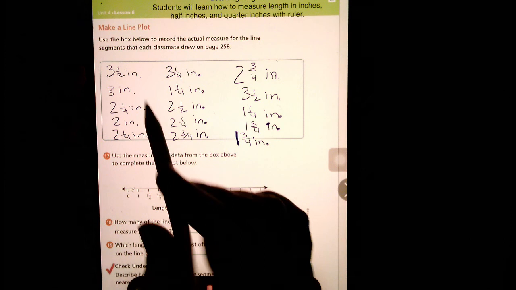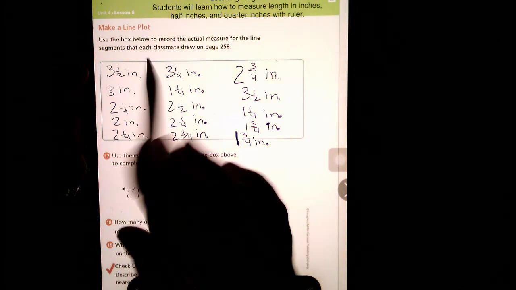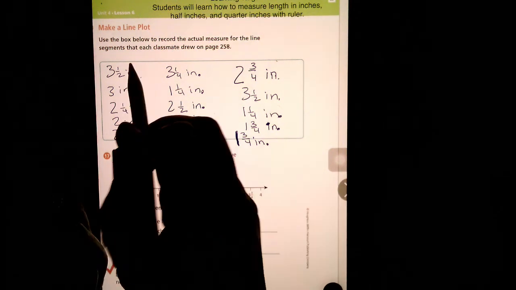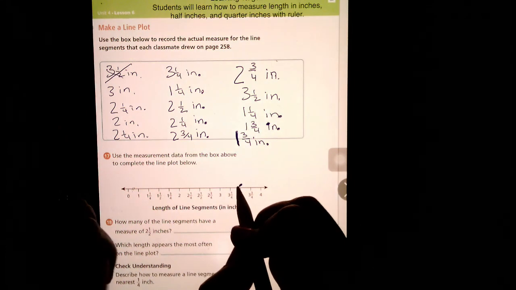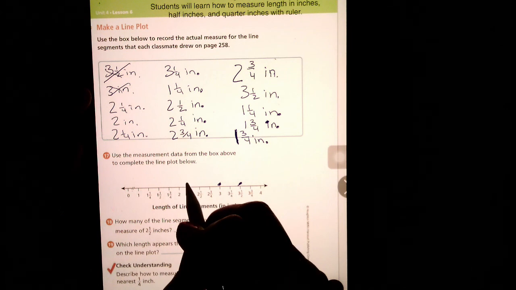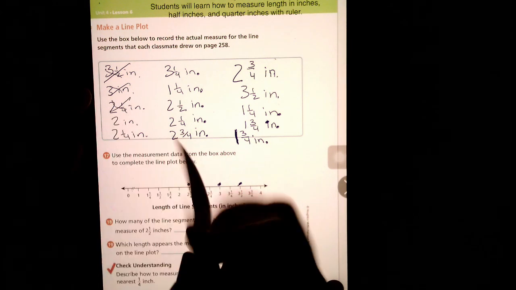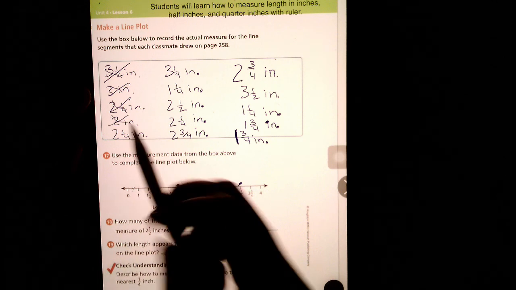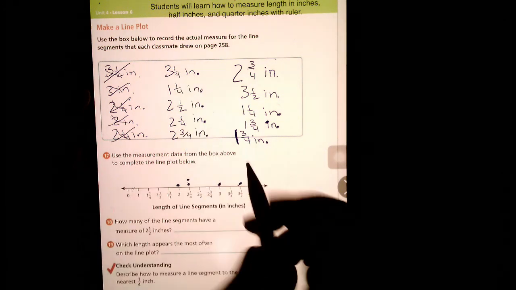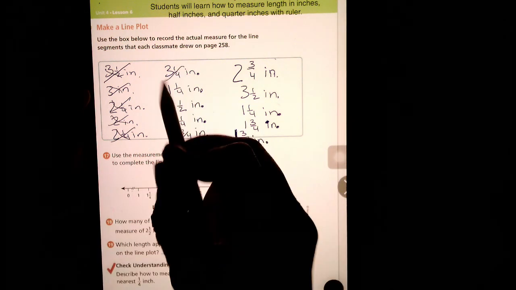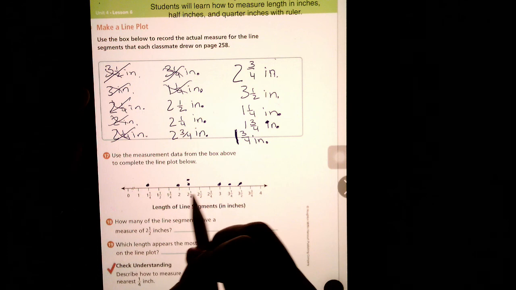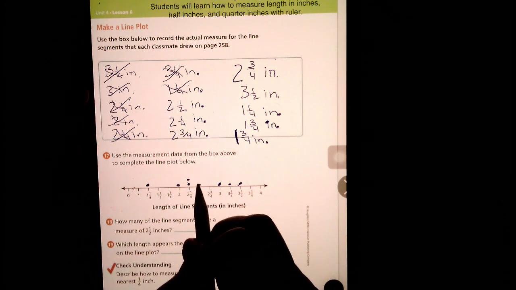So I'm going to go here, and as I do this, I'm going to X these off. So 3 1/2 inch. I'm going to cross it out, put a dot here. 3 inches. Put a dot here, cross it off. 2 1/4 inch. Put a dot right here, cross it out. 2 inches right here, cross it out. 2 1/4 inch right above it, cross it out. 3 1/4 inch right here, cross it out. 1 1/4 inch, cross it out. 2 1/2 right here, cross it out.